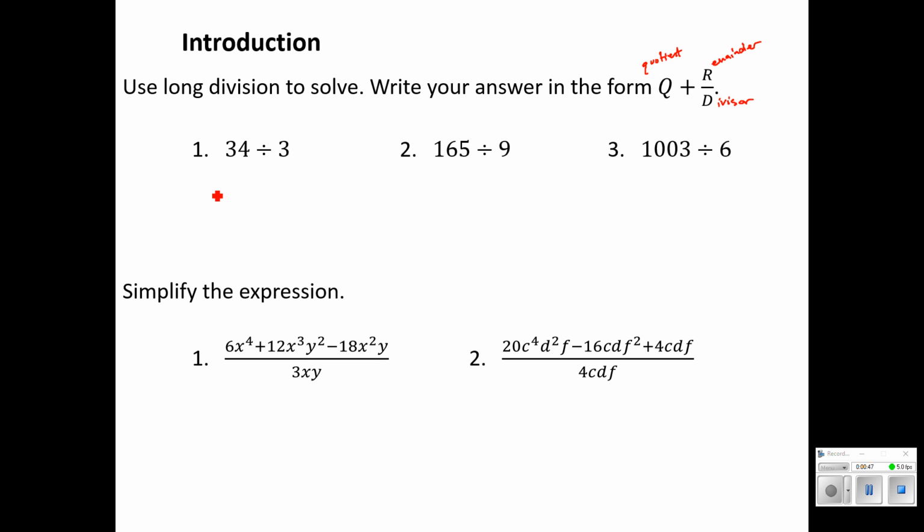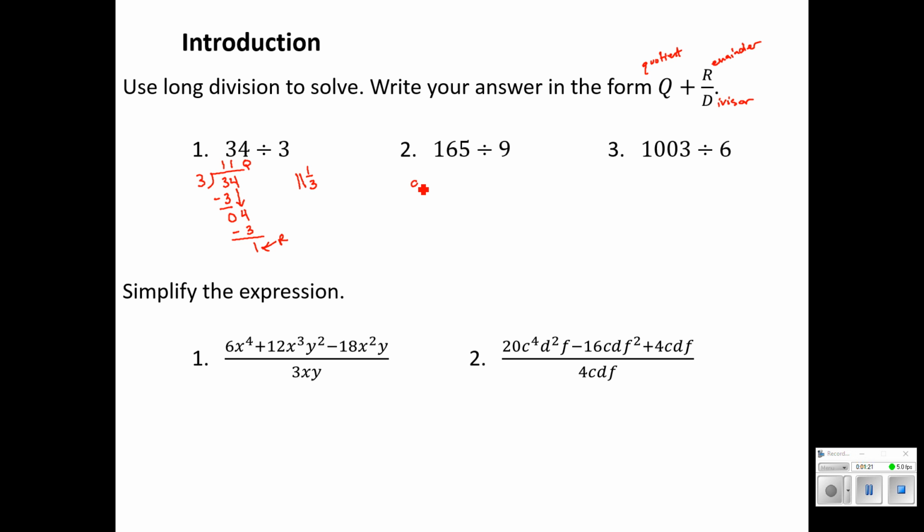So for number 1, we're going to set up 34 divided by 3 just like we did in third grade. 3 goes into 3 one time. 1 times 3 is 3. Then we subtract, get 0, and drop down the next number in line. 3 goes into 4 one time. 1 times 3 is 3. Subtract them and get a 1. That is our remainder. And this 11 is our quotient. So our answer is 11 1/3.